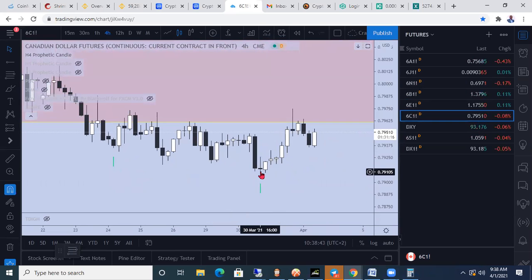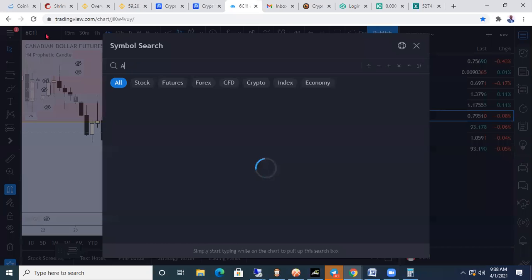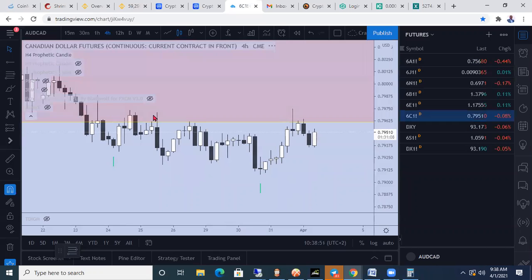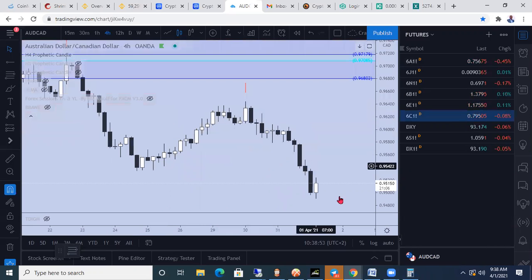Strength in CAD. So if I go to AUD CAD, what do I see? Massive momentum to the downside. I'll be hitting my TP123 in a few hours. Why? AUD is weak, CAD is strong. I simply put them together.